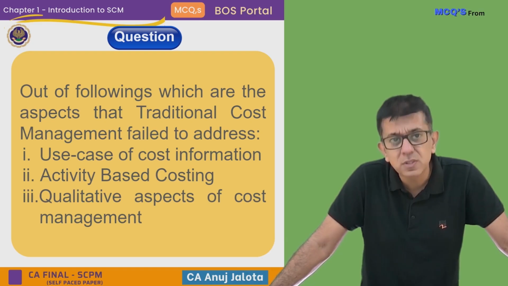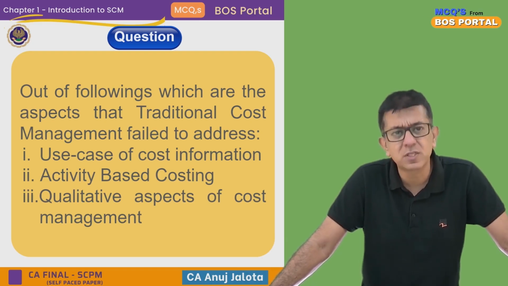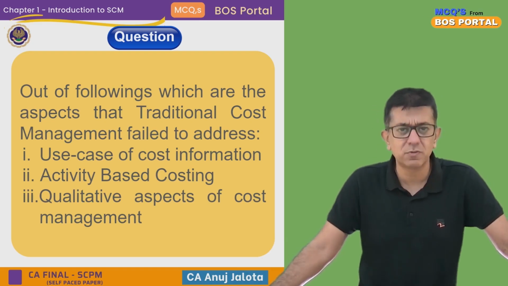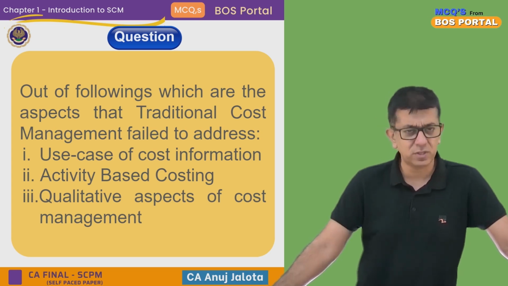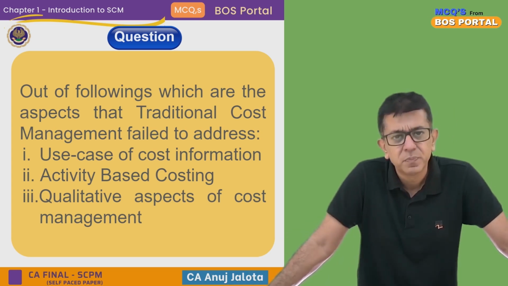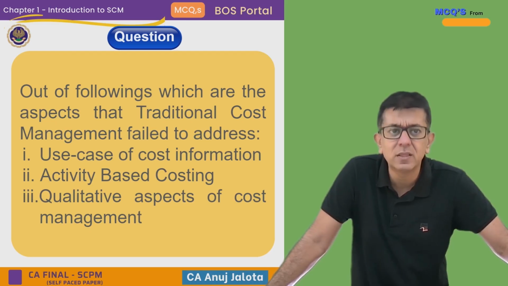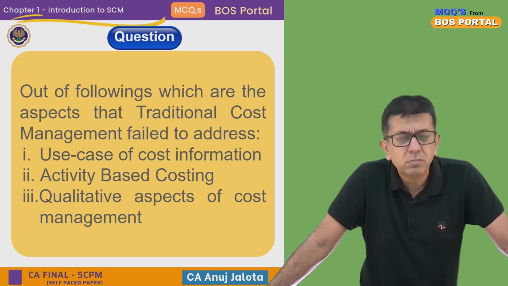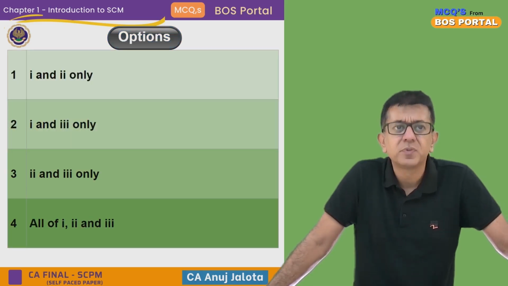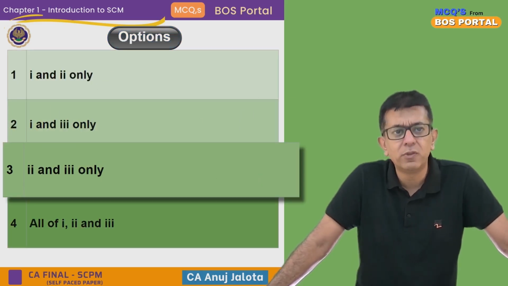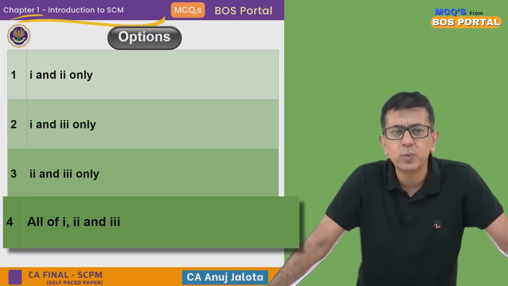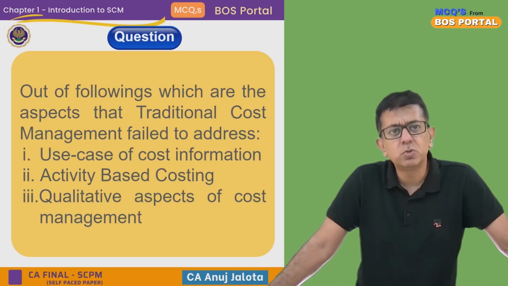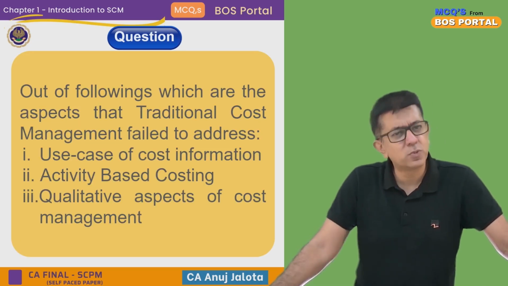First, use case of cost information. Obviously, it uses cost information to reduce the cost. So, therefore, this is one thing that it addresses. Second, activity-based costing. And third, qualitative aspects of cost management. Now, the four options that are there: 1 and 2, 1 and 3, 2 and 3, and all of 1, 2 and 3. See, first issue, traditional cost management addresses.